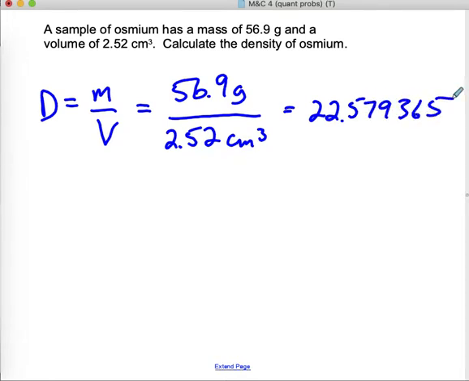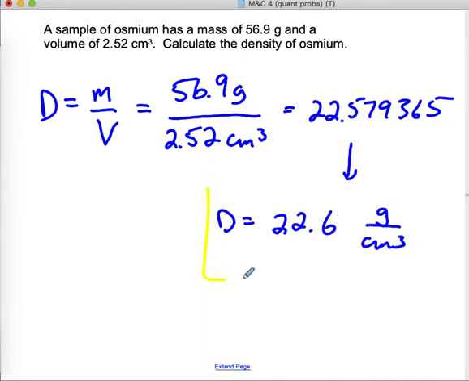22.579365, which I'm now going to round because I don't get that many sig figs. I go back and look at my initial measurements. Each had 3 significant figures. Because I am performing a division problem, I round to the fewest number of sig figs, which is 3. So I would report this result as my density is 22.6 grams per cubic centimeter. Okay? And it never hurts to draw a box around your final answer because then I know where to look for it.